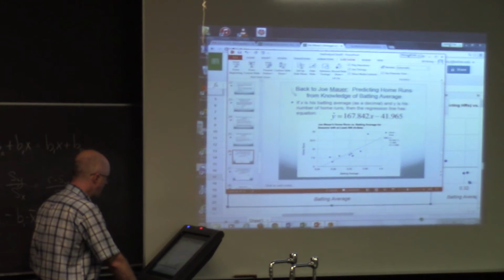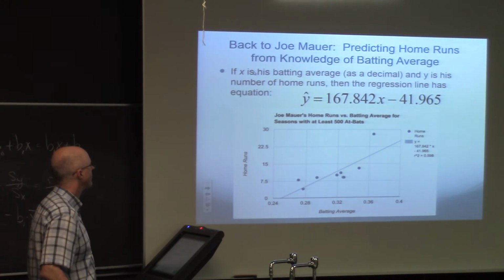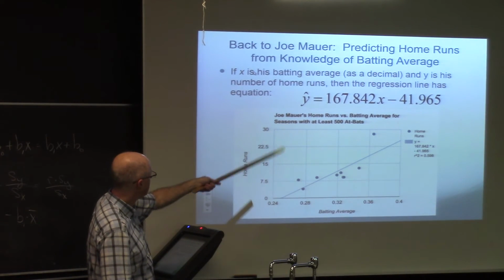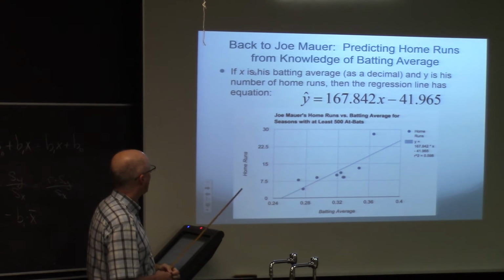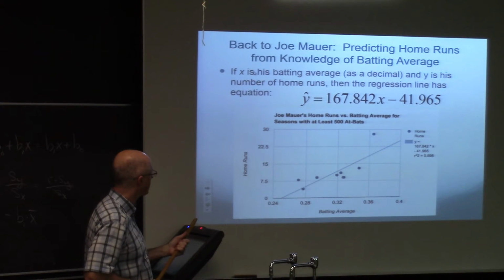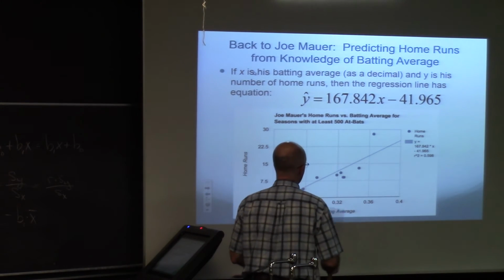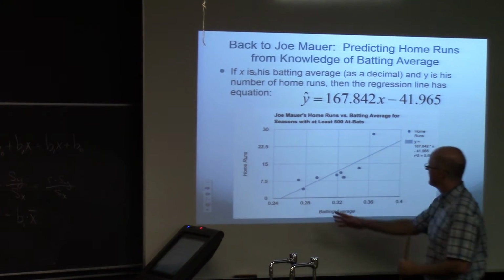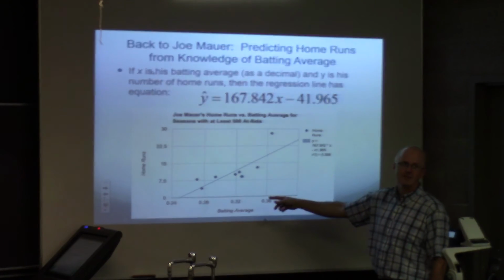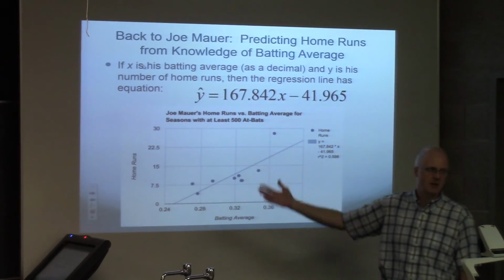And here's again what I got. There's the regression line equation, a slope of 167.8 approximately, and a y-intercept of negative 41.965. Again, the slope and intercept here don't really have much meaning. You're trying to use this equation for typical values of batting averages, between 270, say, and 370. If you happen to know how much his batting average was, how many home runs can you expect?